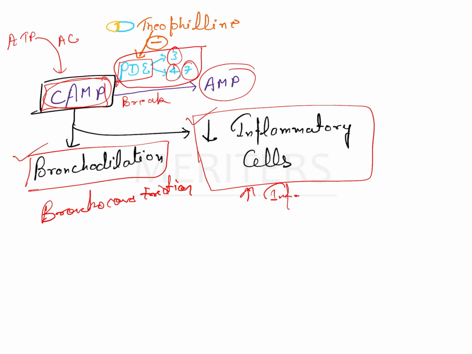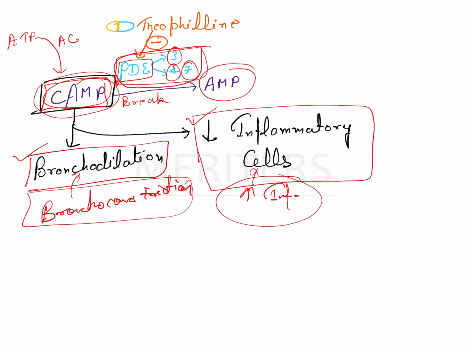Now, cAMP generally functions to oppose this. It causes bronchodilation, which is opposite to bronchoconstriction, and it decreases the inflammatory cells. What phosphodiesterase is doing is breaking down the cyclic AMP. So we don't want this phosphodiesterase to function.